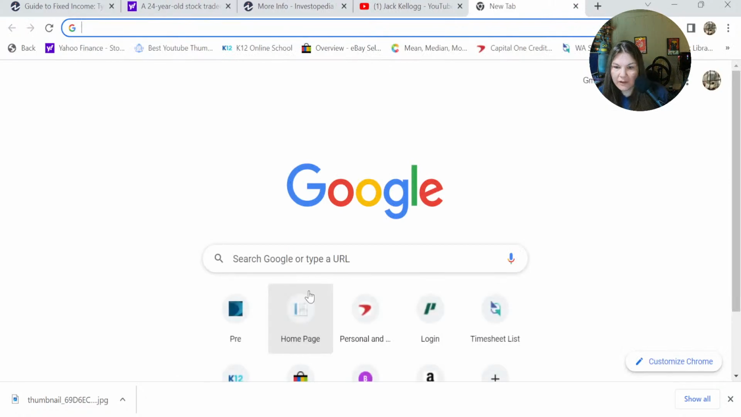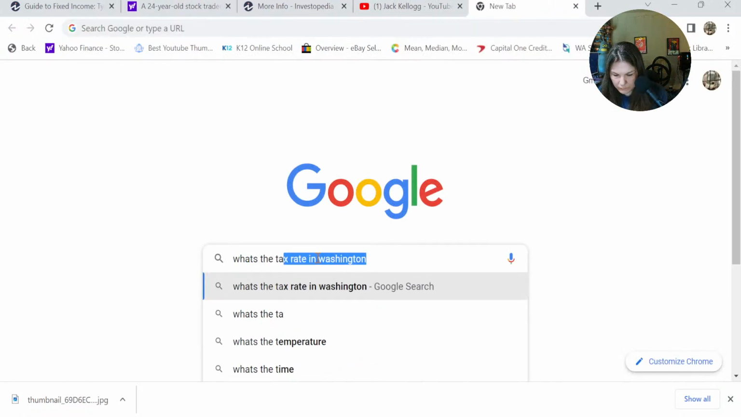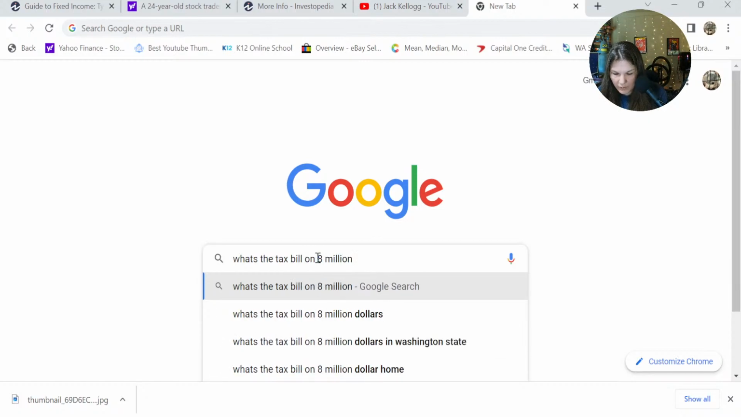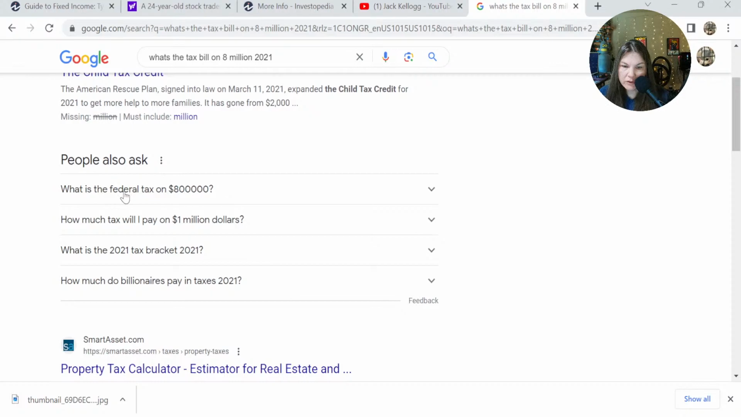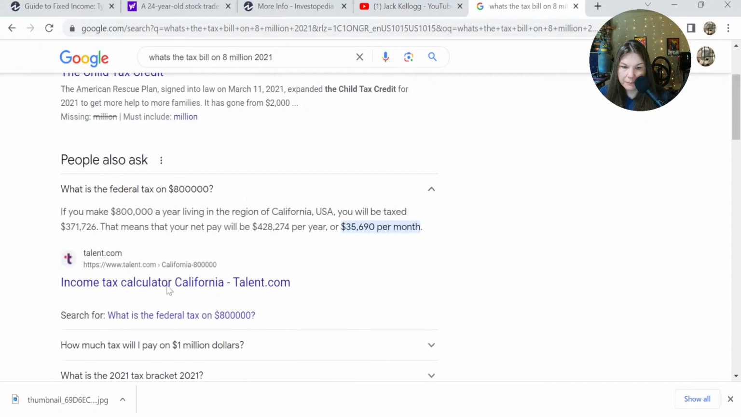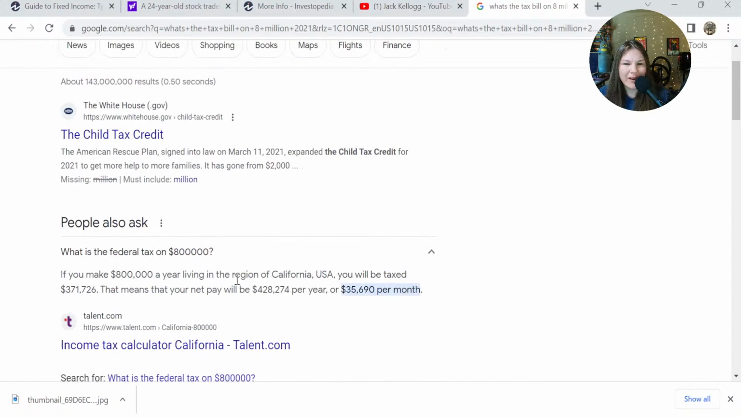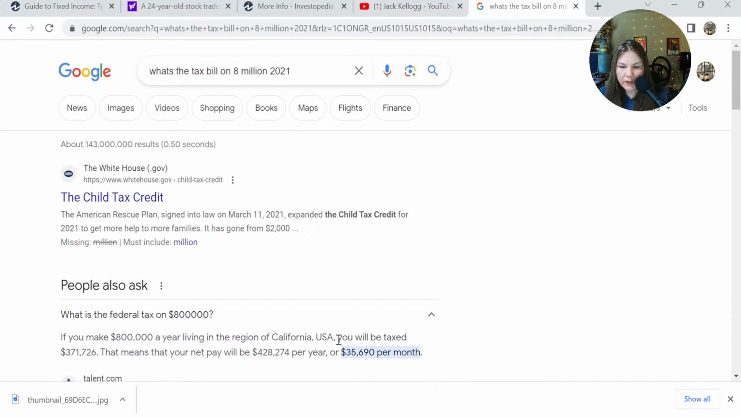What's the tax bill on $8 million? In 2021, the federal tax on $8 million. If you make $8 million a year living in the region of California, you'll be taxed $371,000. So half. What's wrong with giving half, guys? Even in California, probably one of the highest tax places, it's about half.